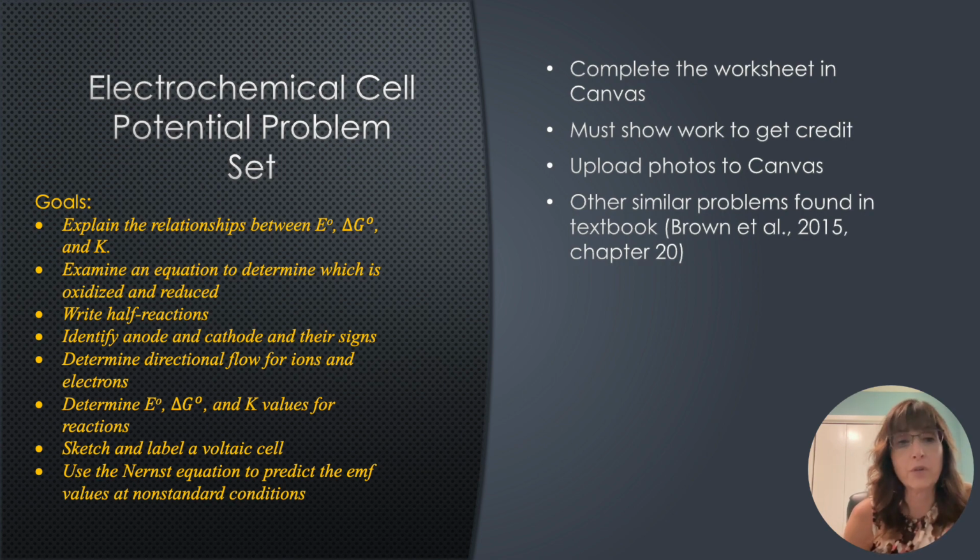Determine the directional flow for ions and electrons based on a situation. Determine E, G, and K values for reactions. You're going to sketch and label a voltaic cell, which should be pretty easy since you did the battery poster. And you're also going to use the Nernst equation to predict the electromotive force values at non-standard conditions. And that's a really key problem to understand as we're going to use that in our lab.